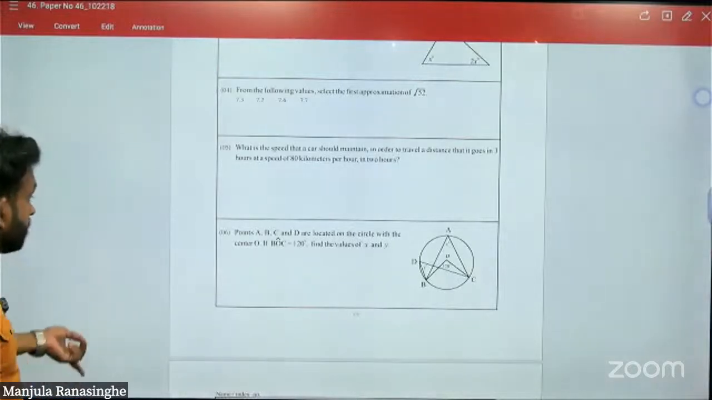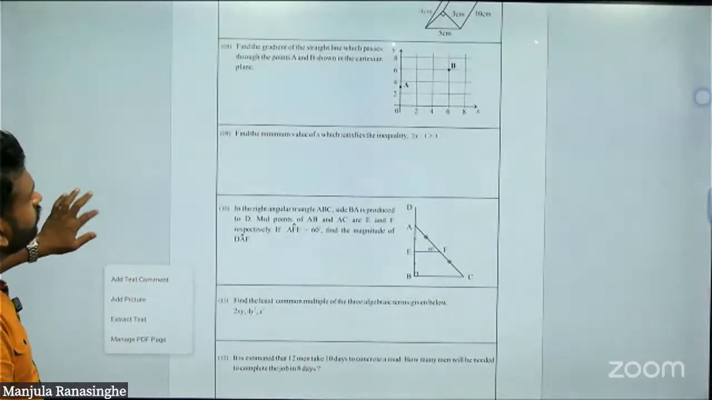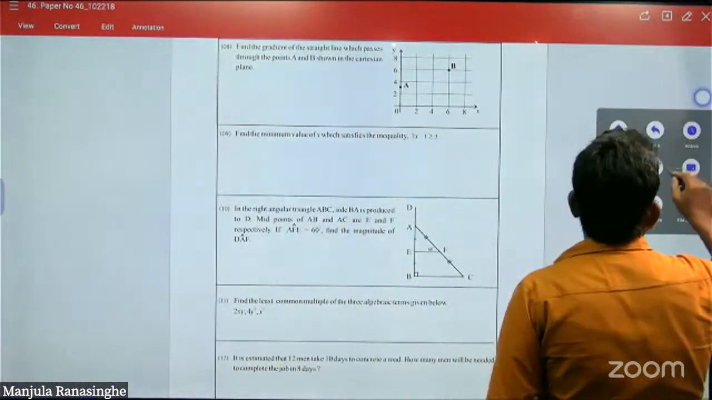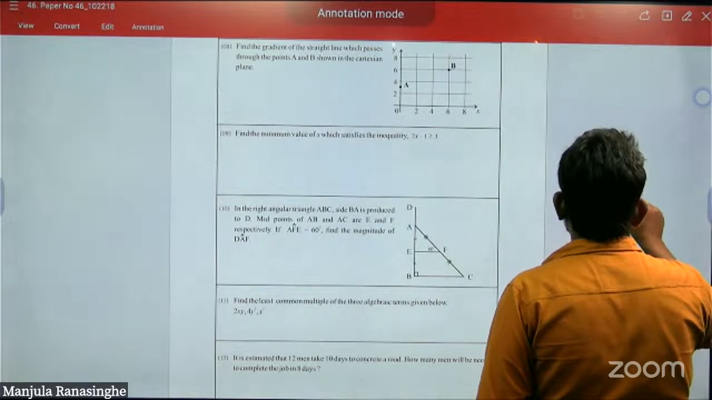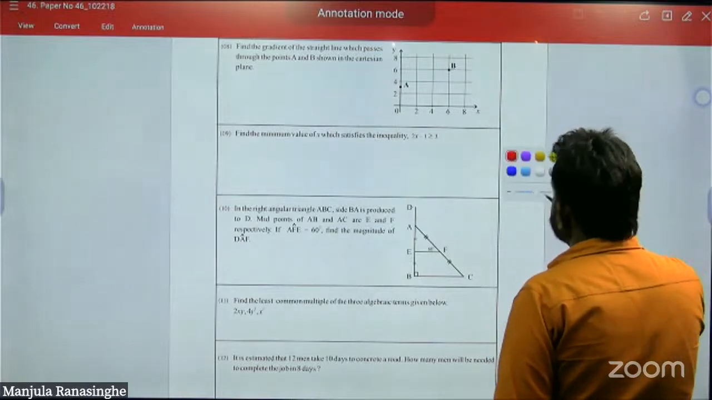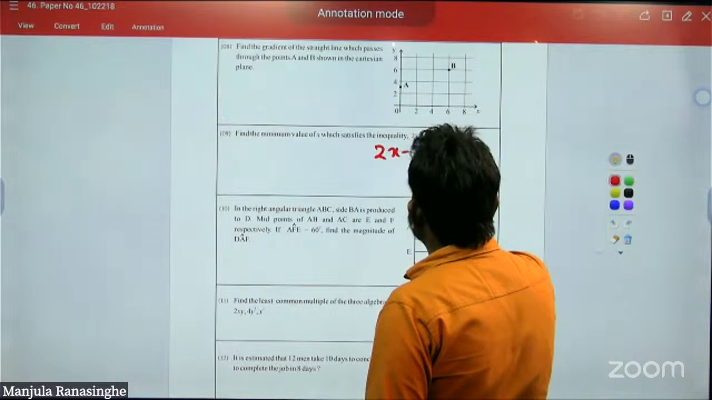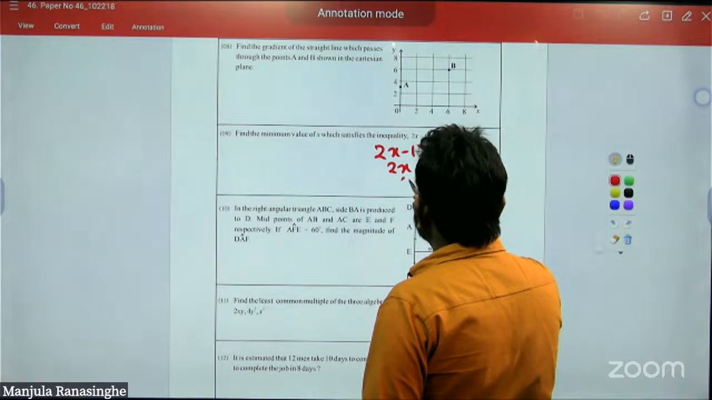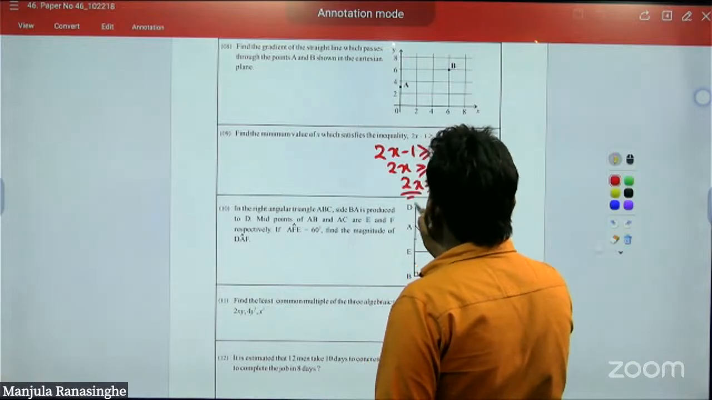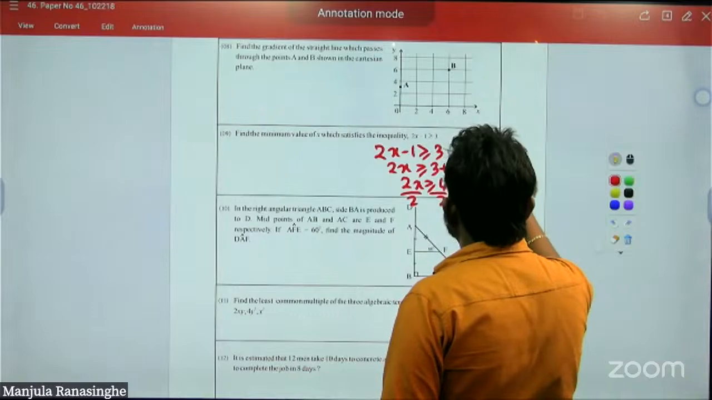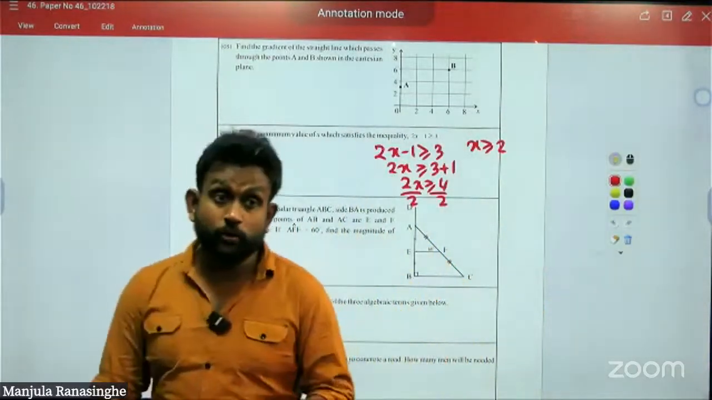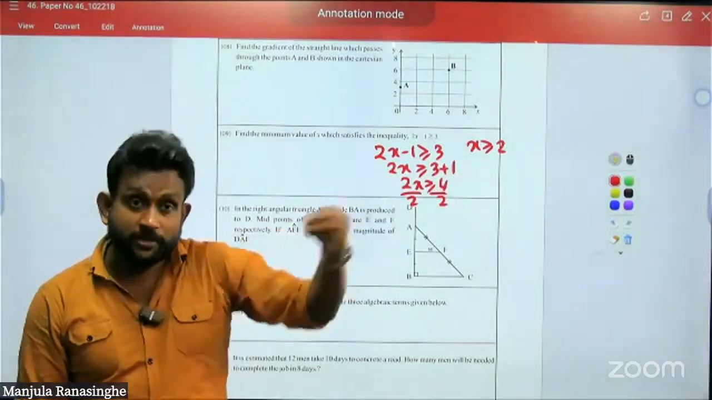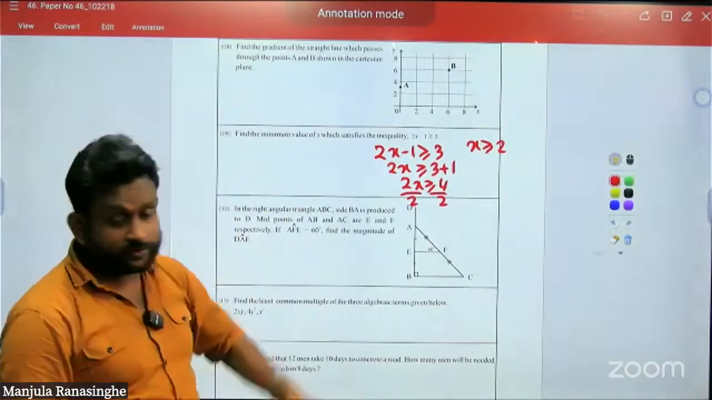Question number 9, find the minimum value for x. Here we solve this inequality. Just solve it first like an equation. Then 2x is greater than or equal to 3 plus 1, so 2x is greater than or equal to 4. Then divide both sides by 2, so x is greater than or equal to 2. So x is always equal to or greater than 2. Then what is the minimum value? 2 or more than 2. So the minimum is 2. They are asking for the minimum value x satisfies.